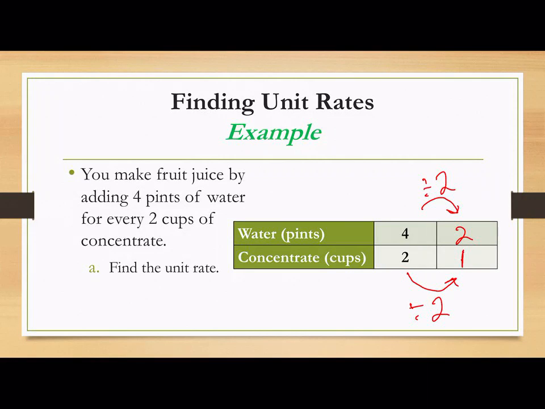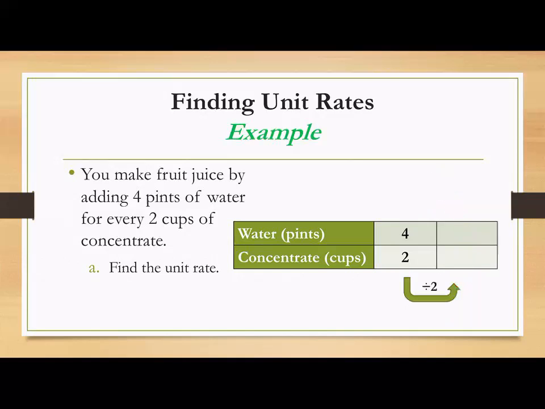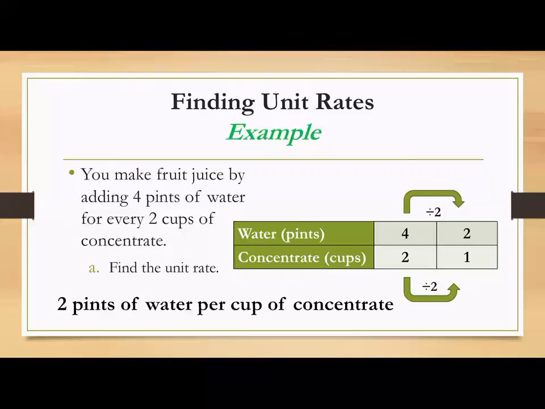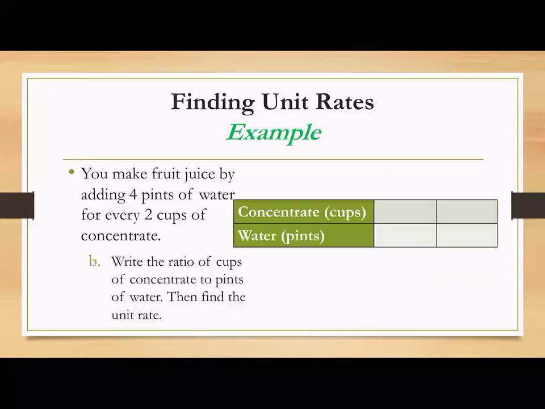Notice I'm not necessarily saying per 1 cup. If I just say per cup, that implies that we're talking about 1. So the unit rate here would be 2 pints of water per cup of concentrate. That's the unit rate, okay? And that's pretty basic because it's relatively easy math. We will get into a few more complicated things.